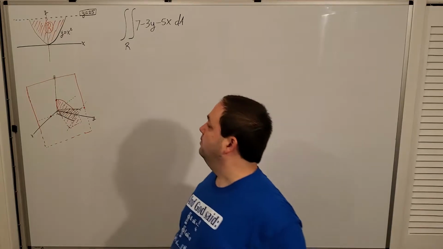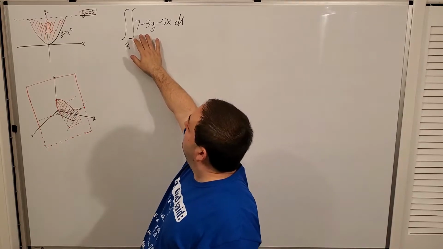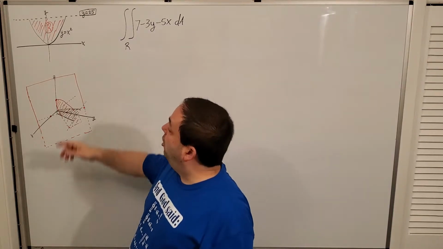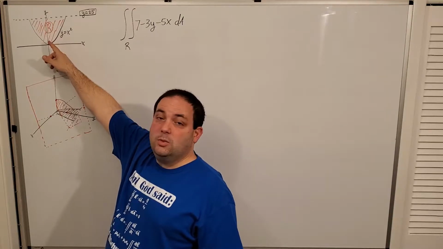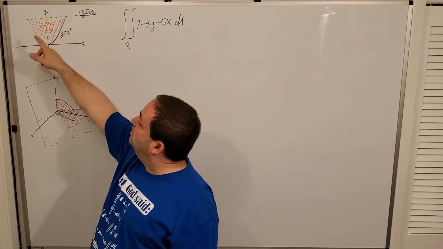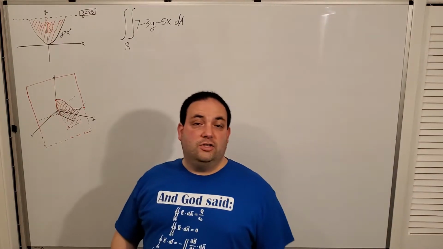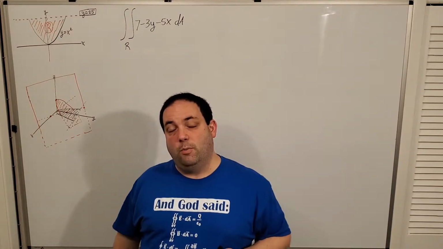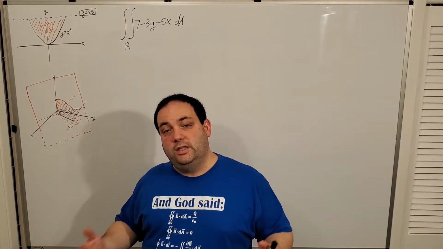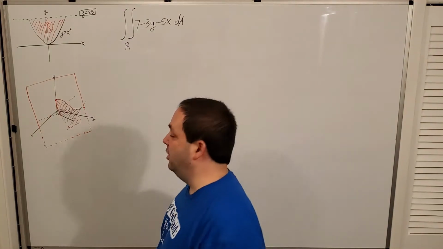Okay, so what we want to do is the double integral of the plane 7 minus 3y minus 5x over the region R, where the region R is described as all of the points x and y that are in between the curve y equals x squared and the horizontal line y equals 25. All right? So notice now it's not a rectangular region, so I can't just put beginning and ending for my two integrals. There's two ways to set this up, and you can always convert between the two depending on what you feel like integrating. So let's do it one way, and then I'll show you how we would switch it to the other.